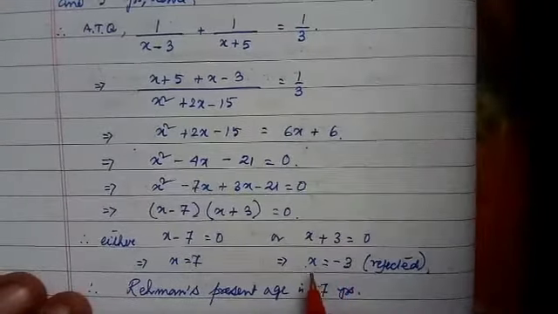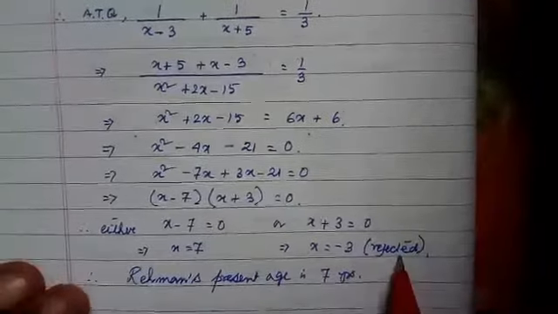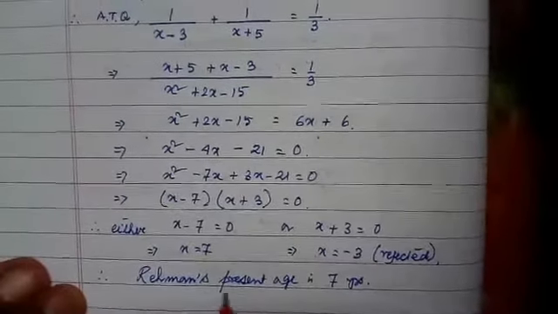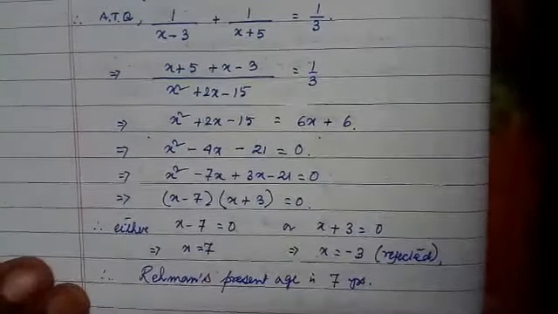Since age cannot be negative, therefore this value of x is rejected. Therefore Rahman's present age is 7 years.